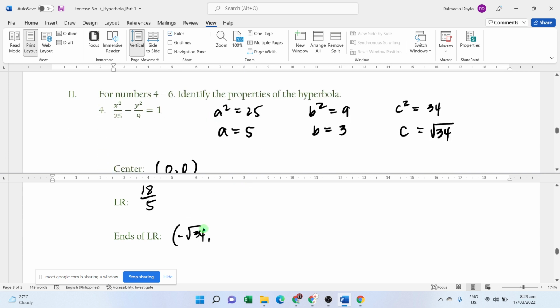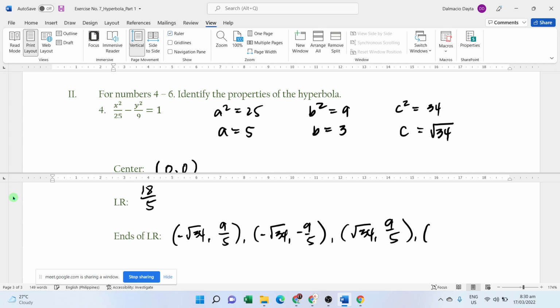Then we have negative square root of 34, 9 over 5. Yun nasa taas. And then negative square root of 34, yung nasa baba naman, negative 9 over 5. On the right branch, that will be square root of 34, 9 over 5, yung nasa taas, and square root of 34, negative 9 over 5. You have 4 ends of latus rectum.